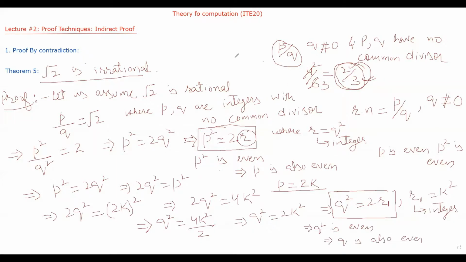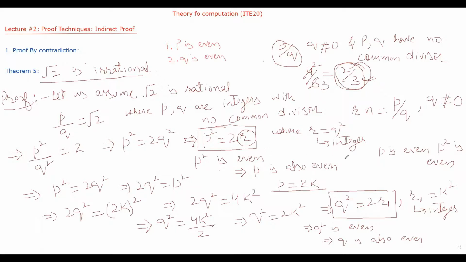Okay, so what have we proved up to this statement? We have proved two things. The first is, p is even. And then the second thing: q is even.